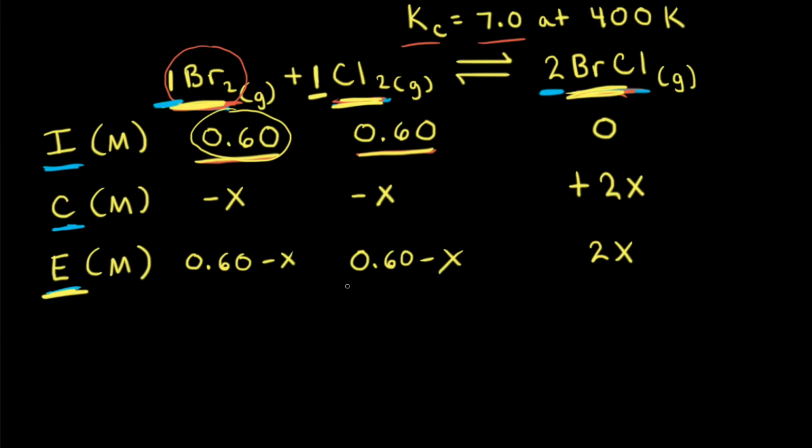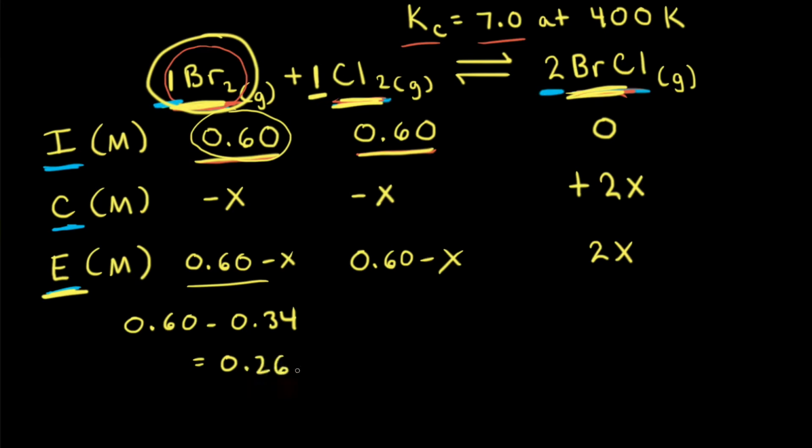Now that we know that x is equal to 0.34, we can plug that into our ICE table and solve for our equilibrium concentrations. So for the equilibrium concentration of Br2, it's 0.60 minus x, so that's 0.60 minus 0.34, which is equal to 0.26 molar. So 0.26 molar is the equilibrium concentration for bromine. For chlorine, it'd be the same calculation. 0.60 minus X would be 0.60 minus 0.34. So the equilibrium concentration of chlorine is also 0.26 molar.